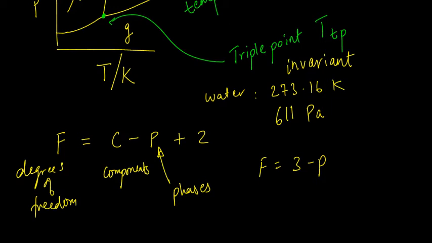How many variables can I change at will? How many parameters can I change at will? Does every substance have a triple point? Not necessarily. Not necessarily.